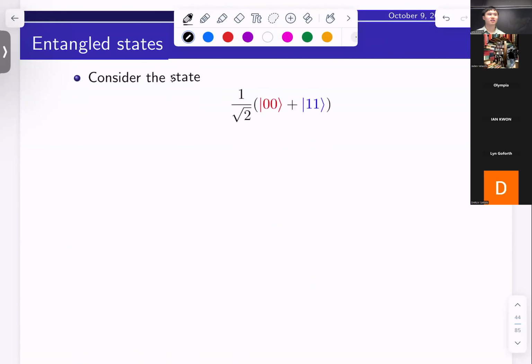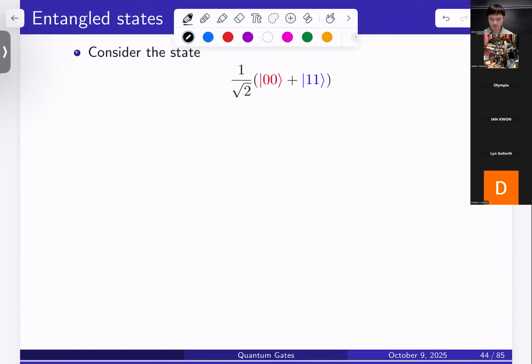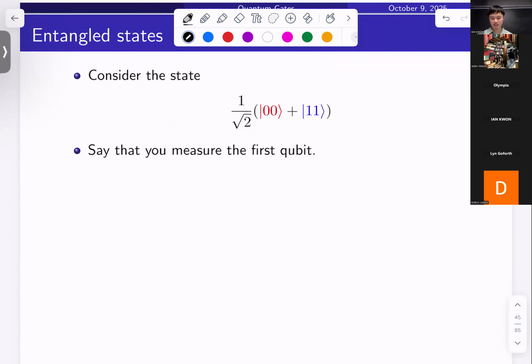Okay, so now going back to your question earlier of can you always separate it out into two qubit states that originally you tensor together to form this? Well, let's look at this. So here we have the 0, 0 and 1, 1 states, and their amplitudes are both 1 over root 2. So if we're going to measure them collectively, the probability of measuring 0, 0 is 1/2, 1, 1 is also 1/2. So let's say we measure the first qubit.